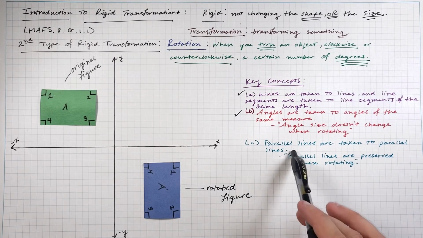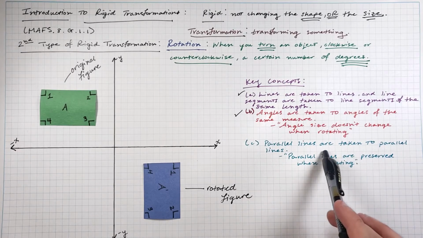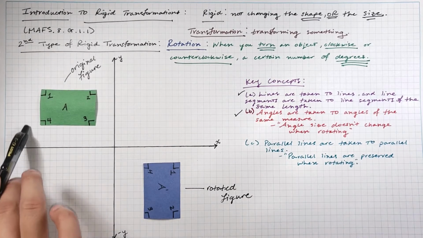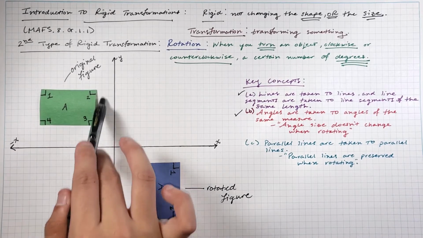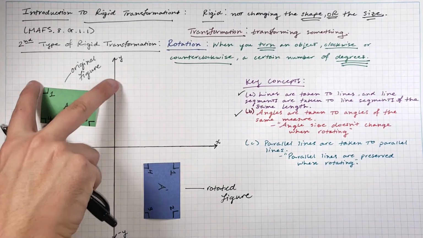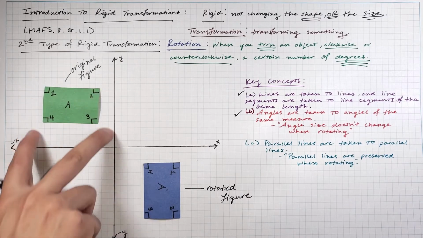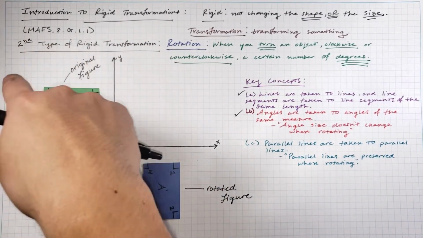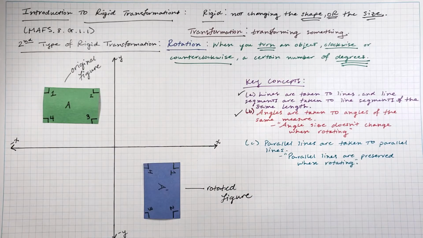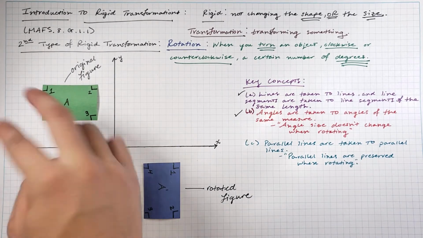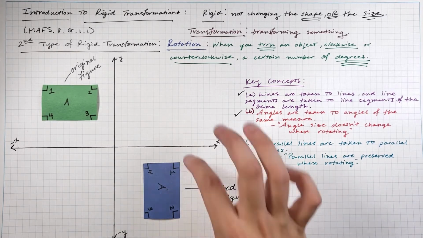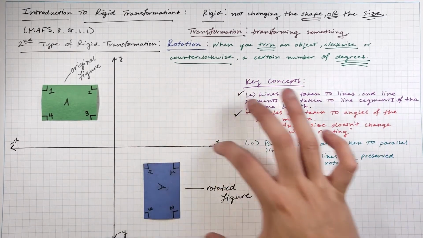And lastly, we can look at parallel lines, and we can say parallel lines are taken to parallel lines. What that means is, if you look at this line 1, 4 and this line 2, 3, we can see that they're parallel. These lines are never going to cross if we extend them up and further down. And even if we rotate it, the same thing is still true. Here's 1, 4 now, and here's 2, 3. These lines are still parallel. They're never going to cross.